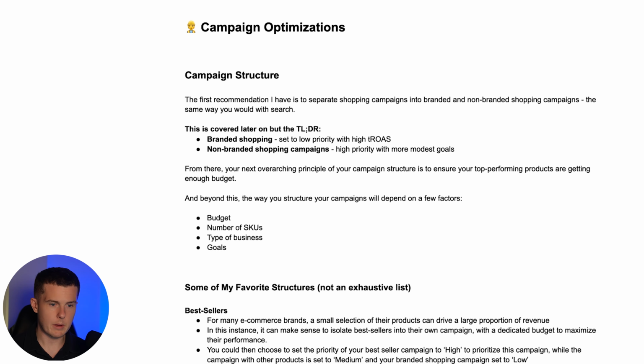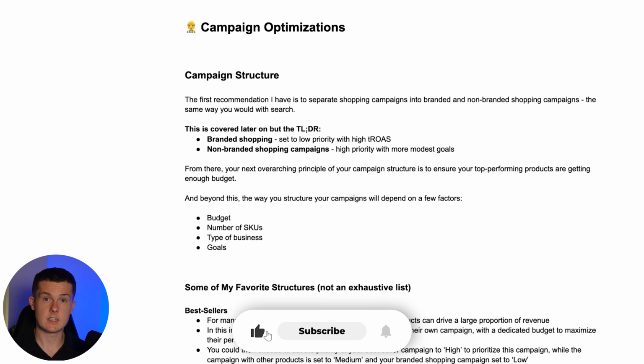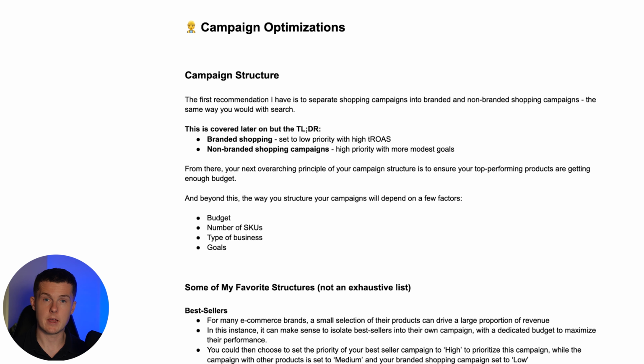So when I talk about campaign optimizations in Google Shopping, I always start by talking about campaign structure. Now, with campaign structure, the first recommendation I always have is to have a clear delineation between branded and non-branded campaigns. So I have a separate video on this, but just the general overview of how you set this up is you have a branded shopping campaign that's set to low priority and set to a really high target ROAS because conversion rate is going to be quite high.